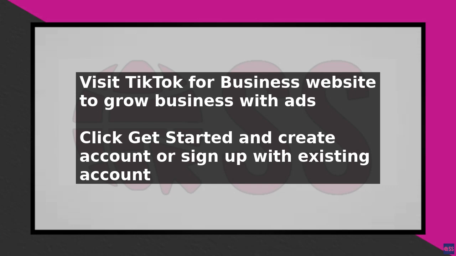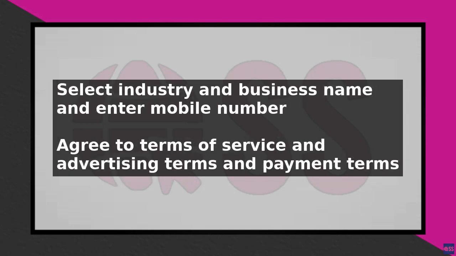Following this, select your industry, business name, and enter your mobile number. You can search for your industry or choose from the available options, and then select a subcategory. For example, you can choose e-commerce and then jewelry. After entering your mobile number, agree to the terms of service, advertising terms, and TikTok payment terms. With your account set up, you can start running ads on TikTok.